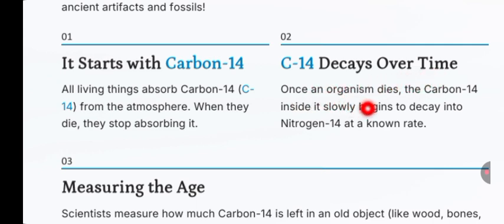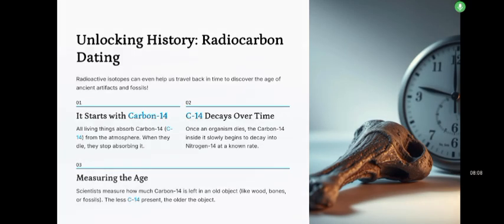Once an organism dies, the carbon 14 inside it slowly begins to decay into nitrogen 14 at a known rate. So, dear students, the main question comes at this point: how do scientists measure the age of any organism or non-living thing by using the decay of carbon 14 over time?